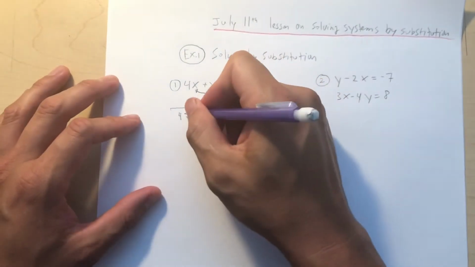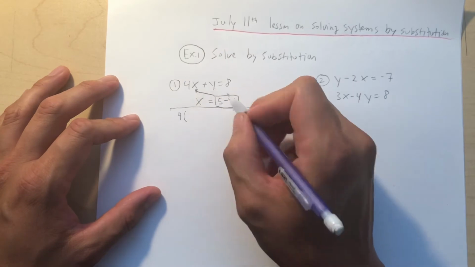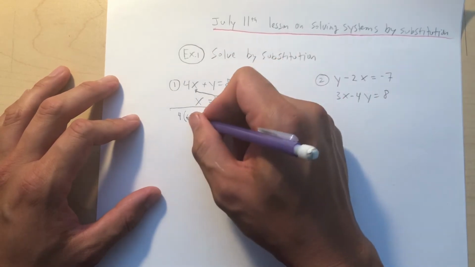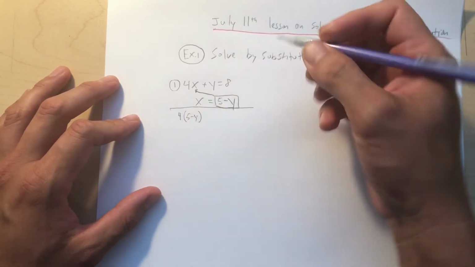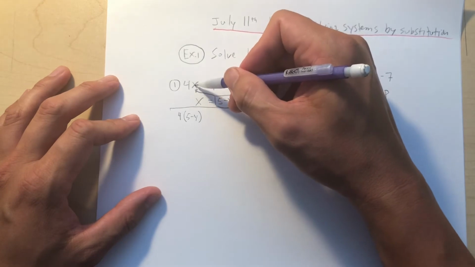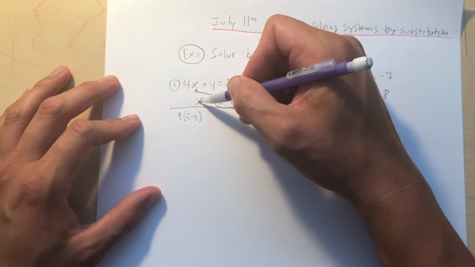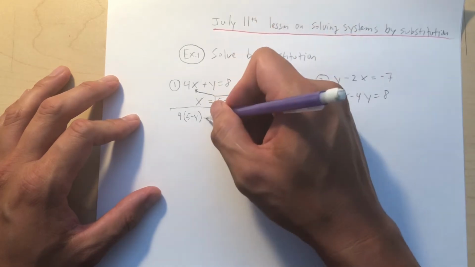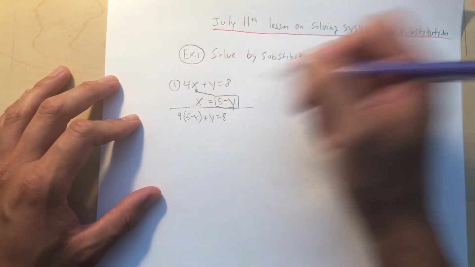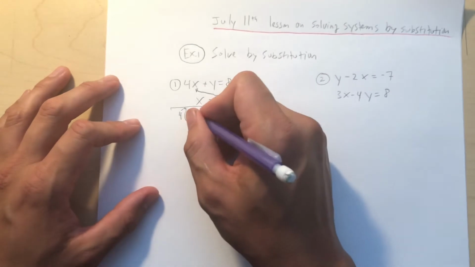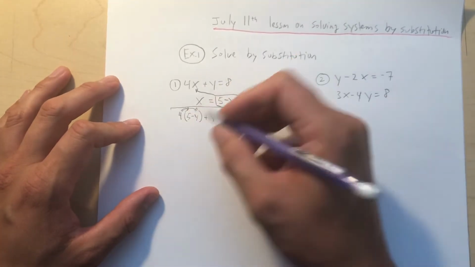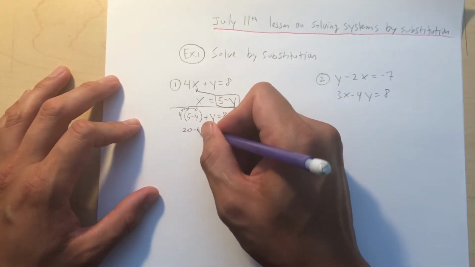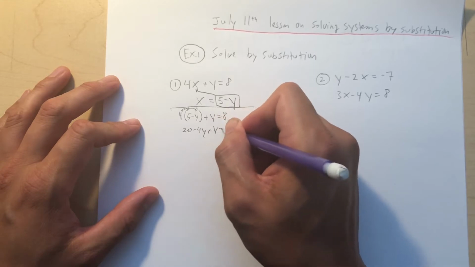So I'm going to use a parenthesis real fast. Again, that becomes 5 minus y. One more time: 4 times this x, which is the same as this one, so then that becomes that. I still have my plus y is equal to 8. All right, now I'm just going to solve for y. So that gives me 20 minus 4y plus y is equal to 8.